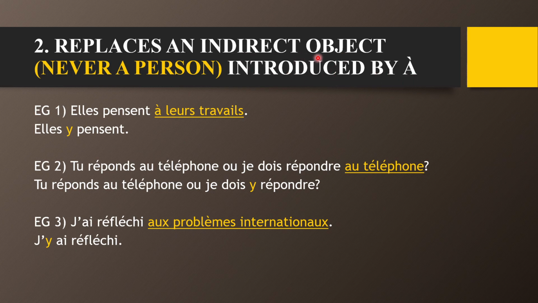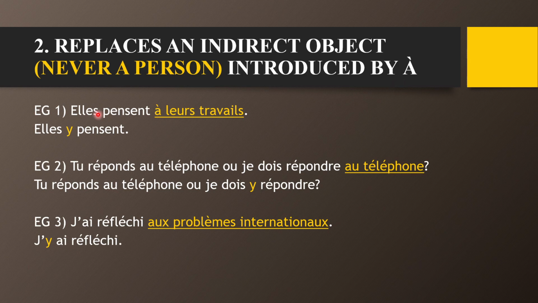Now this indirect object has to be an object, literally an object, for it to be replaced by Y. It cannot be a person. If you have a situation where you have à or any of its contracted forms followed by a person, you will not use Y. You will have to use an indirect object pronoun, which is different.